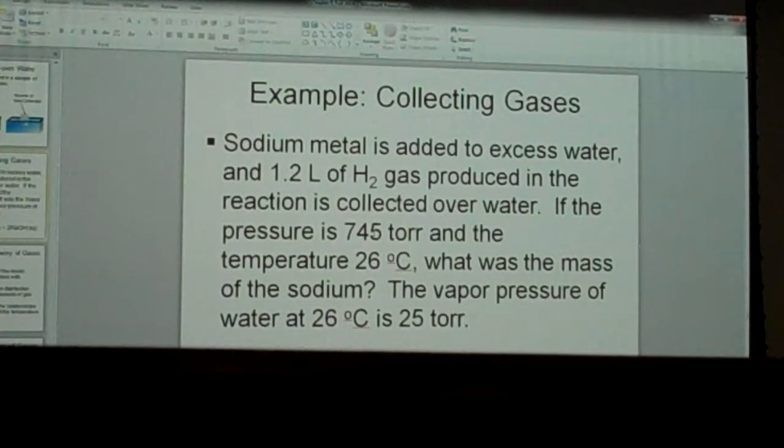So I want to know what is the mass of a chunk of sodium that is going to produce that result. 1 gram, 2 grams, 20 grams.